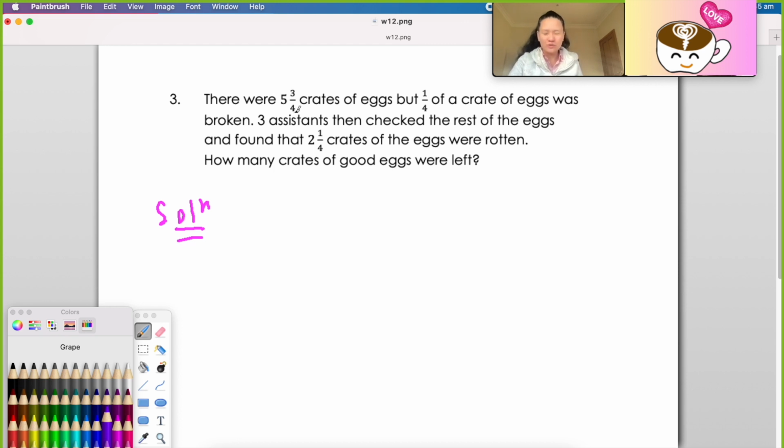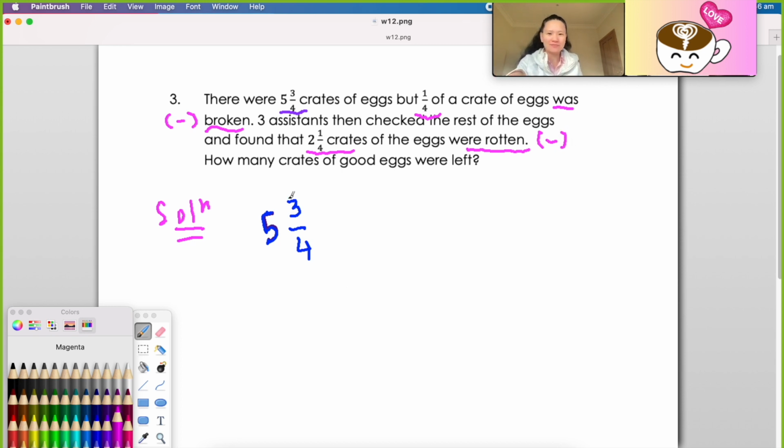Okay, Grace, can you read the question together? Read question number 3. There were 5 3/4 crates of eggs, but 1/4 of a crate of eggs was broken. That means subtract or plus? Subtract. Okay, very good. The assistant then checked the rest of the eggs and found that 2 1/4 crates of the eggs were rotten. Subtract or plus? Minus, very good.